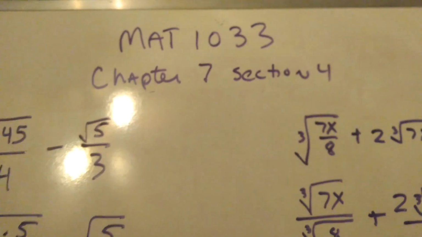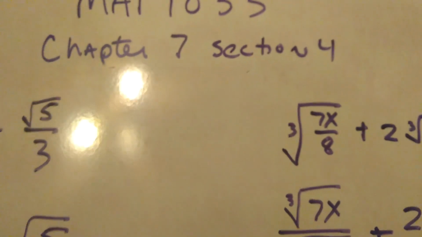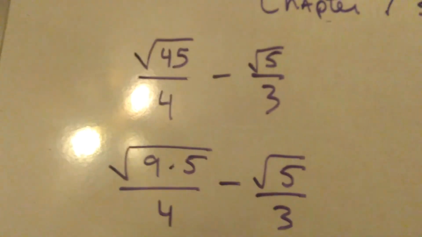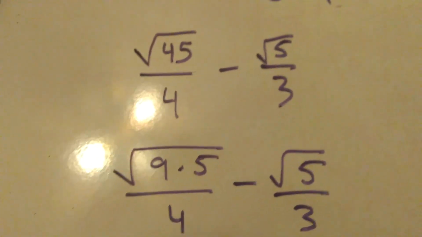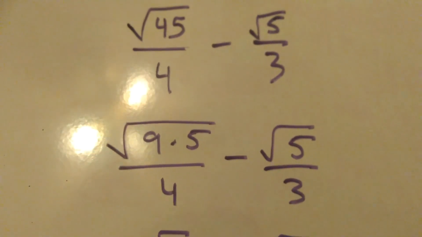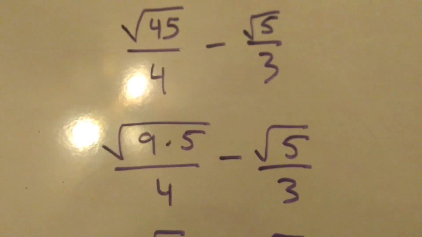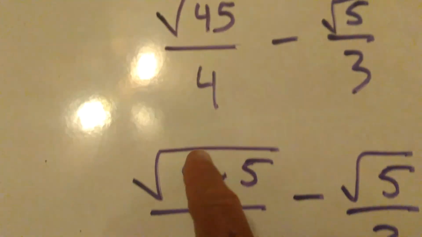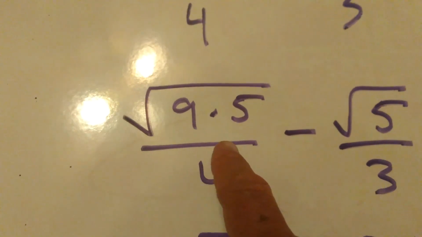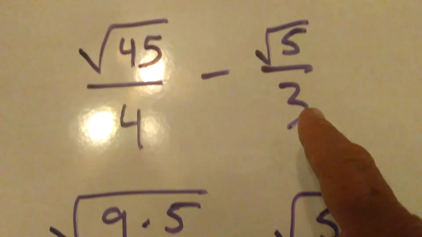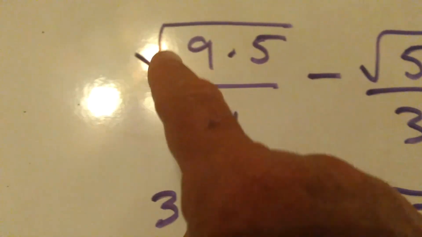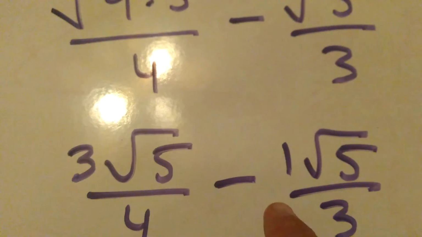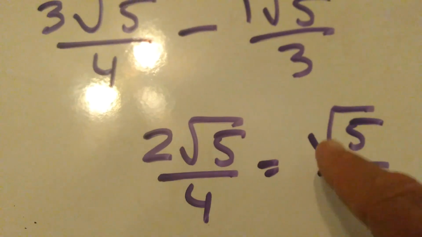This is example 3 on page 443. This deals again with addition and subtraction of radicals, but with fractions. So you have to know your rules for fractions, least common denominator, and so on. We'll go through the same process. Square root of 45 can be reduced to 9 times 5. This is irreducible, so it just carries down. Square root of 9 is 3. The 3 comes outside, so now we have 3 square root of 5 over 4 minus square root of 5 over 3.